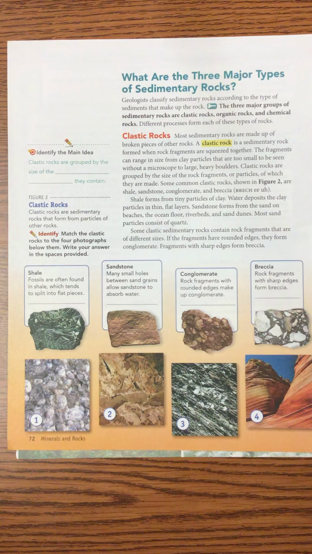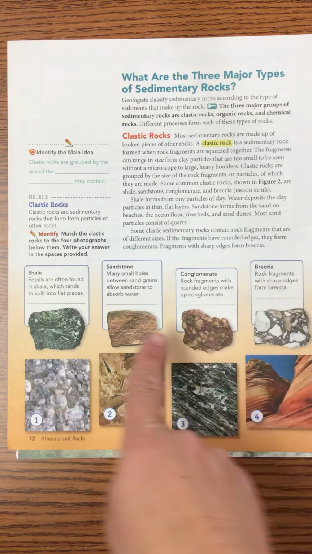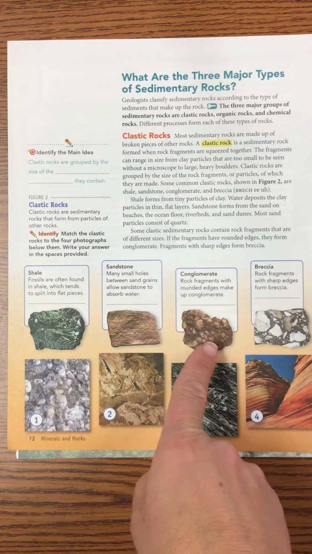Sandstone forms from the sand on the beaches, the ocean floor, riverbeds, and sand dunes. Most of the particles consist of quartz. Some classic sedimentary rocks contain rock fragments that are of different sizes. If the fragments have rounded edges, they form conglomerate. Fragments with sharp edges form breccia. So, rock fragments with sharp edges, rock fragments with rounded edges.